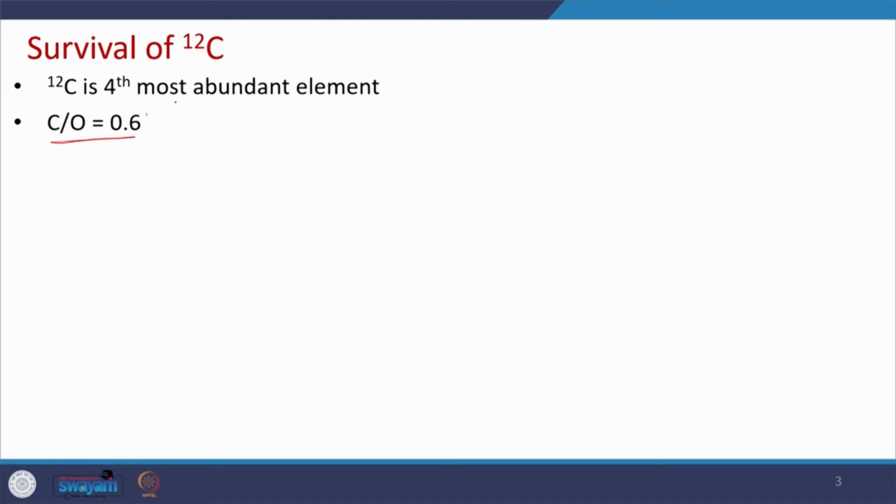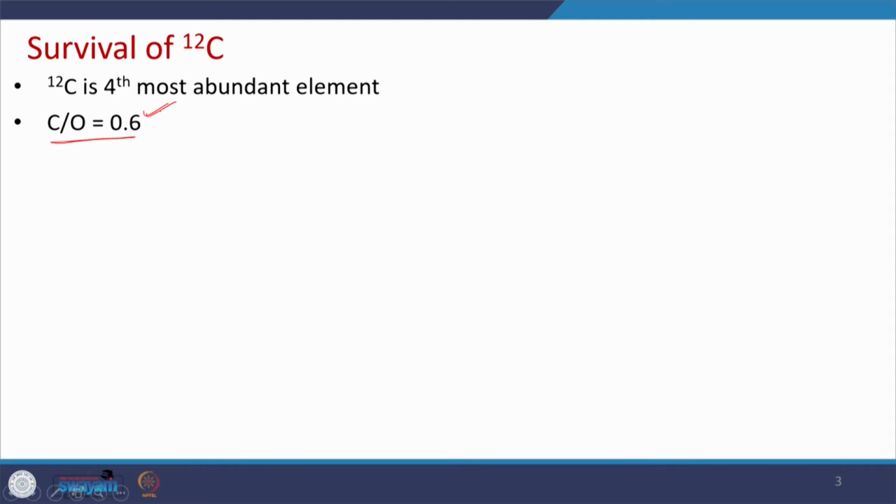Now, the issue is that because carbon 12 is the fourth most abundant element in the universe, we have to understand how it survives. So, that is one of the important topics of today's lecture. Carbon 12 is the fourth most abundant element, and a very important number in nuclear astrophysics is the ratio of carbon to oxygen.